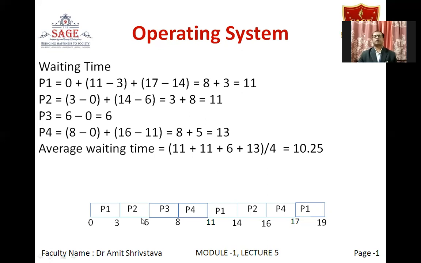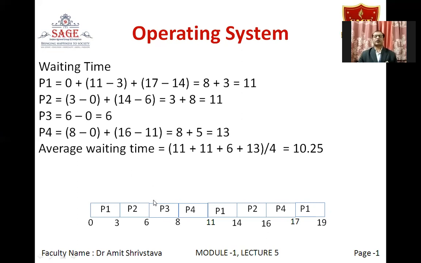Now for process P2, we have allocated the CPU after 3 milliseconds. So first of all, the waiting time will be 3 minus 0. Next, we have taken back the CPU from P2 after 6 milliseconds, and then we have reallocated the CPU to process P2 after 14 milliseconds. So the waiting time will be from 6 to 14, so 14 minus 6. So the total waiting time for P2 now becomes 3 plus 8, that is 11.